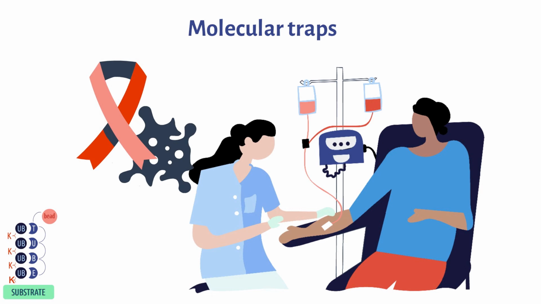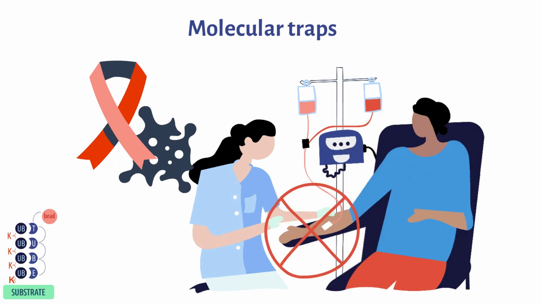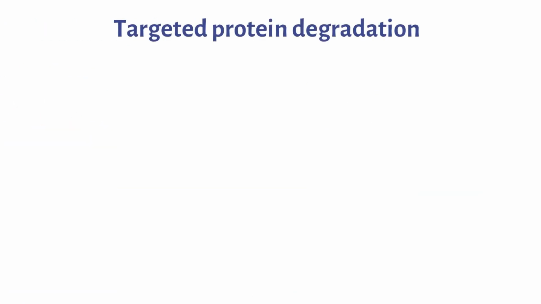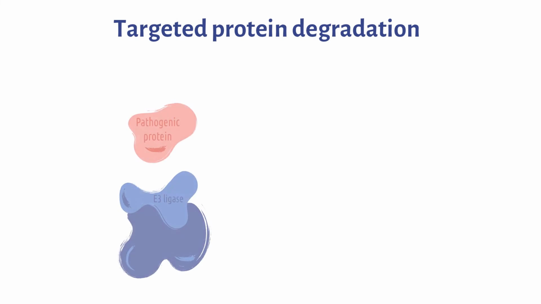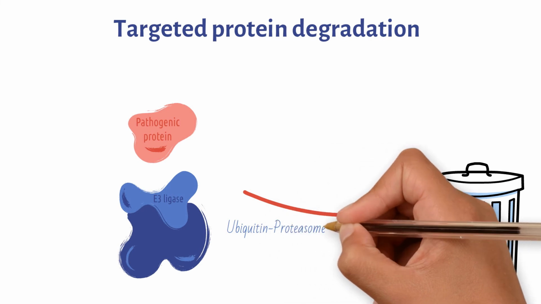A better understanding of the ubiquitin code allows to develop innovative therapeutic approaches when the conservative approach using chemical inhibitors is not working. One of the ideas is called targeted protein degradation. It involves outsmarting the cell and forcing it to destroy the pathogenic protein by using its own biological process called ubiquitin proteasome system.